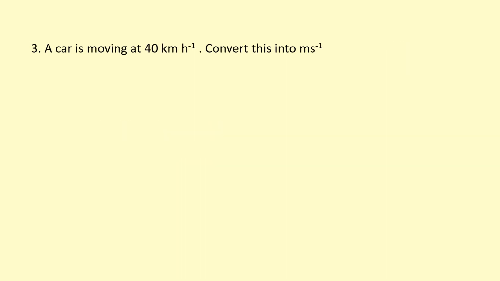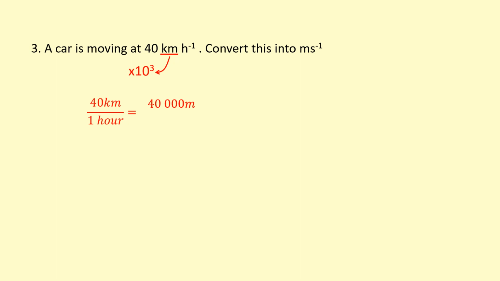So what I've done here is a common sense check to make sure that I've converted the right way. A car is moving at 40 kilometers per hour. Convert this into meters per second. What does 40 kilometers per hour mean? It means I'm traveling 40 kilometers per 1 hour. So 40 kilometers, that's 10 to the power of 3, the conversion factor for that. So let's turn that into meters. That's going to be 40,000 meters, which makes sense, a large number of meters.